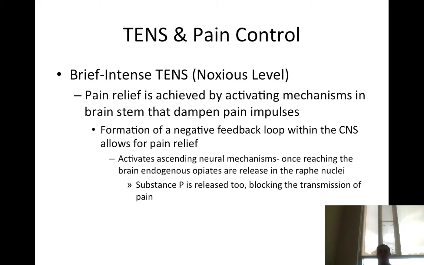Pain relief is achieved by activating mechanisms in the brainstem that dampen pain impulses. This formation of a negative feedback loop within the central nervous system allows for pain relief. This activates ascending neural mechanisms. Once reaching the brain, endogenous opiates are released in the raphe nuclei. Substance P is also released, blocking the transmission of pain. This is a noxious level pain.